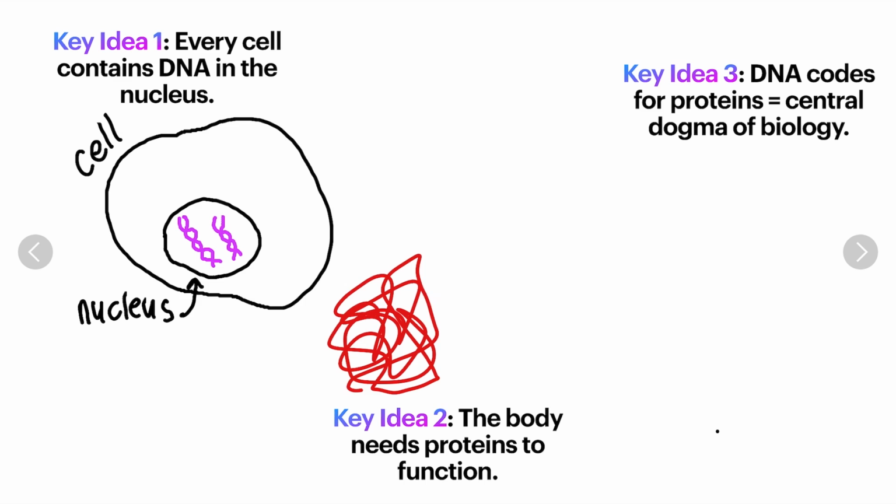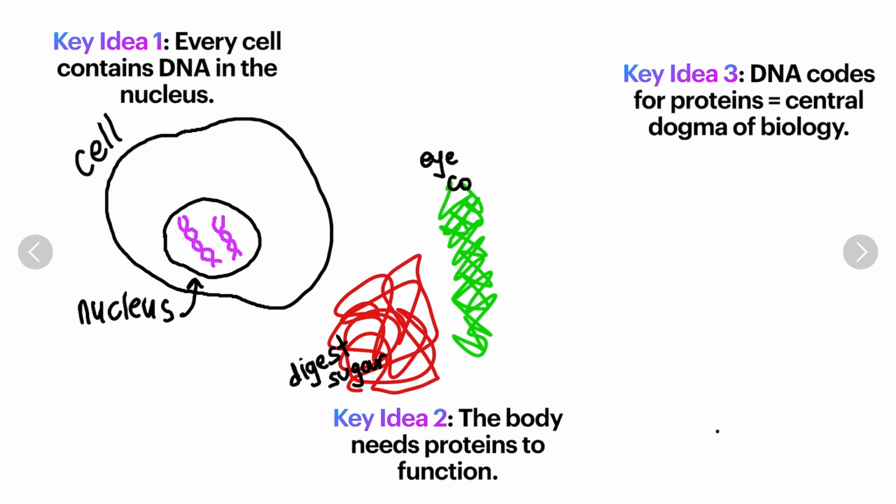So for example, in this first protein I'm drawing, maybe this is a protein that helps your body digest sugar. In the second protein, maybe this is the protein that gives your eyes their color. None of these drawings are actually the shape of the proteins, but you're kind of getting the idea. And in this third protein, maybe this is the one that helps your skin heal itself if it's been cut. So any job your body needs to get done, it relies on proteins to do it.